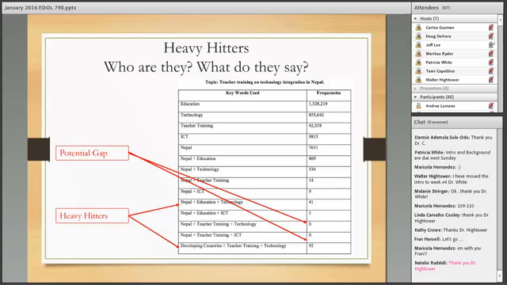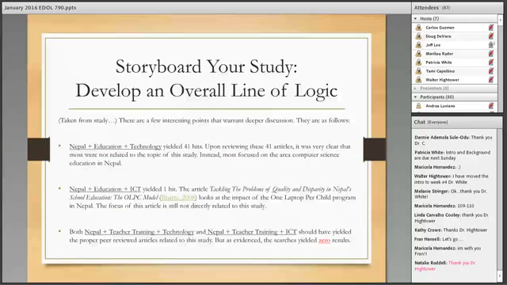Okay, so I'm going to show you what it means to develop a line of logic based on that whole table and funneling process. And this is actually part of a paper that was published. And so the first thing I did in my storyboarding is to talk about how Nepal in Education and Technology, and although there were 41 articles, I basically synthesized and reported out this idea that basically these 41 articles are on education and computer science education in Nepal, and not really this idea of teachers integrating technology in Nepal.